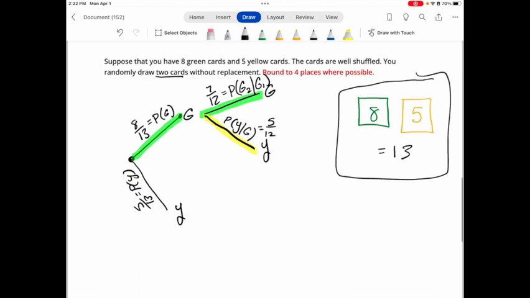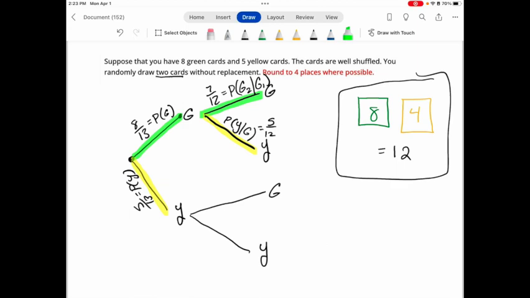Now we're going to look at the branch here where we pick a yellow card first. If I pick a yellow card first, that means instead of having 5 out of 13, I would have 4 left with a total of 12 cards. So 4 yellow cards left with a total of 12. So my possibilities now are if I pick a green card second, or I could pick another yellow card.